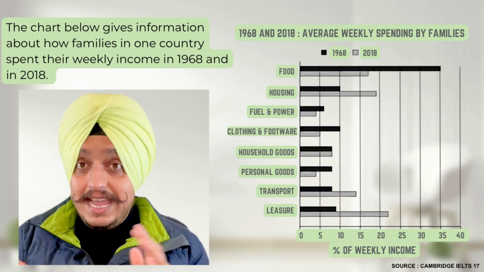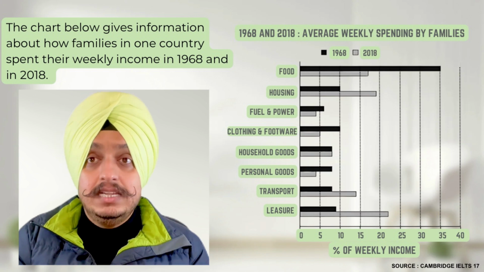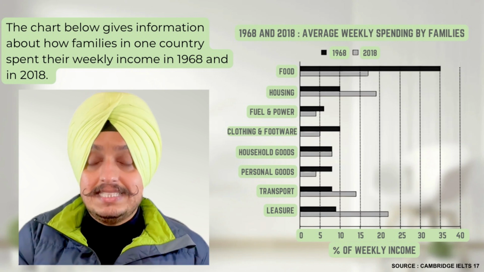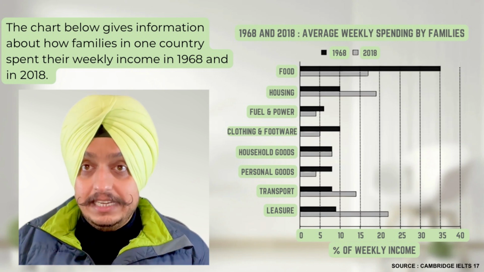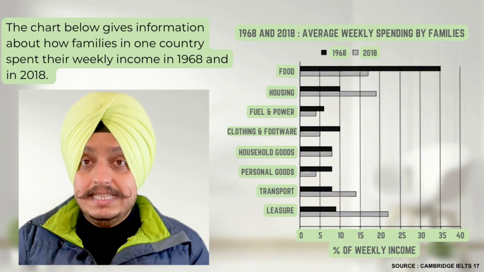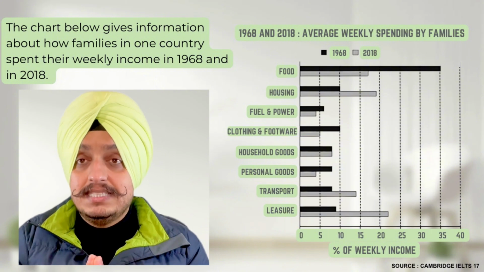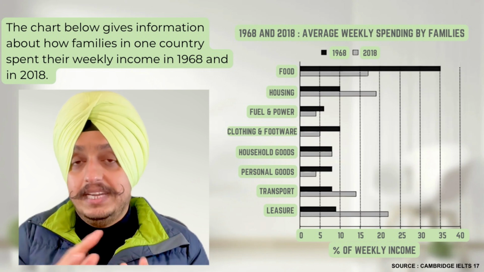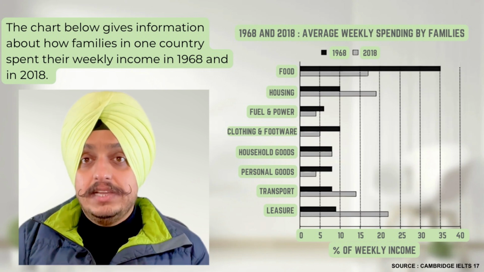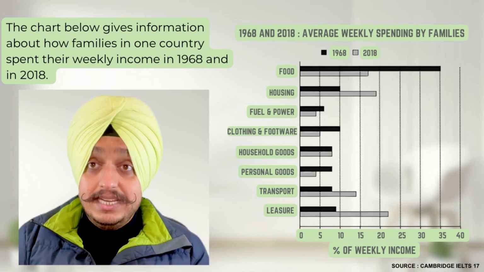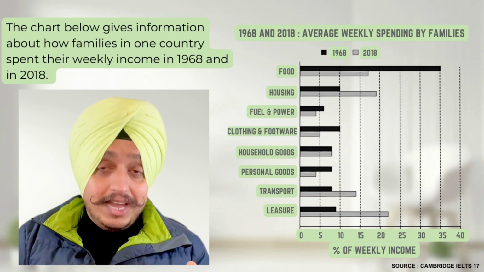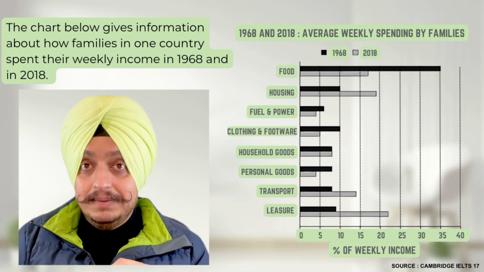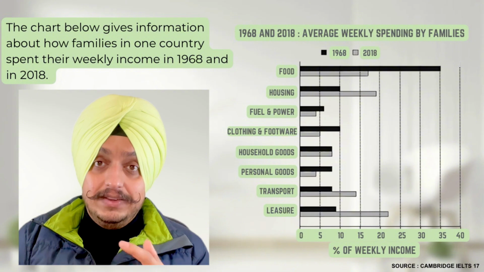So let's have a look at the bar chart and see what increased. So between 1968 and 2018, from our chart, we can see that housing expenses nearly doubled from 10% to just under 20%. Leisure spending increased from about 9% to nearly 14%, and transport expenses rose from 7% to 14%. Now let's identify the decreases.